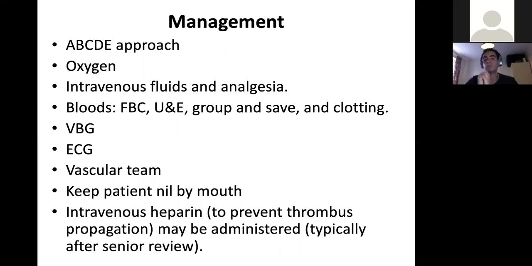And when you are in clinical settings and see these patients, think about what this patient might need later on. You need to keep them nil by mouth, as they might need surgery, and intravenous heparin might play a part in thrombosis rather than in embolism.